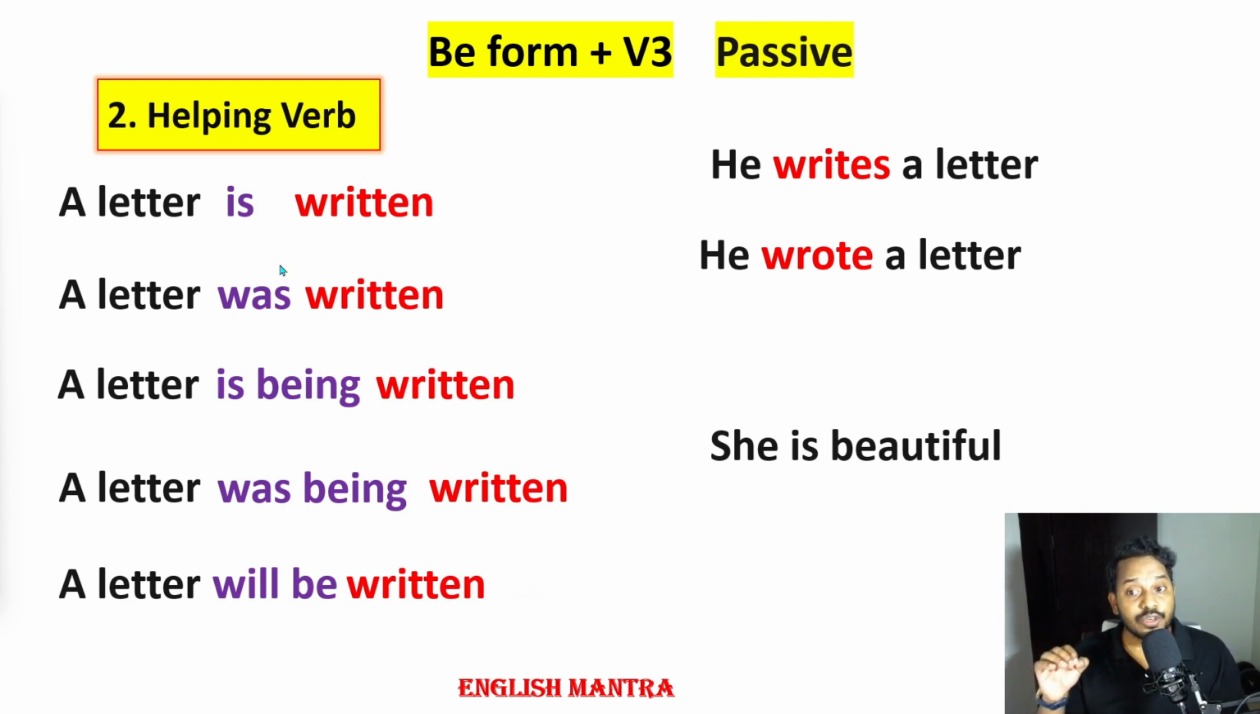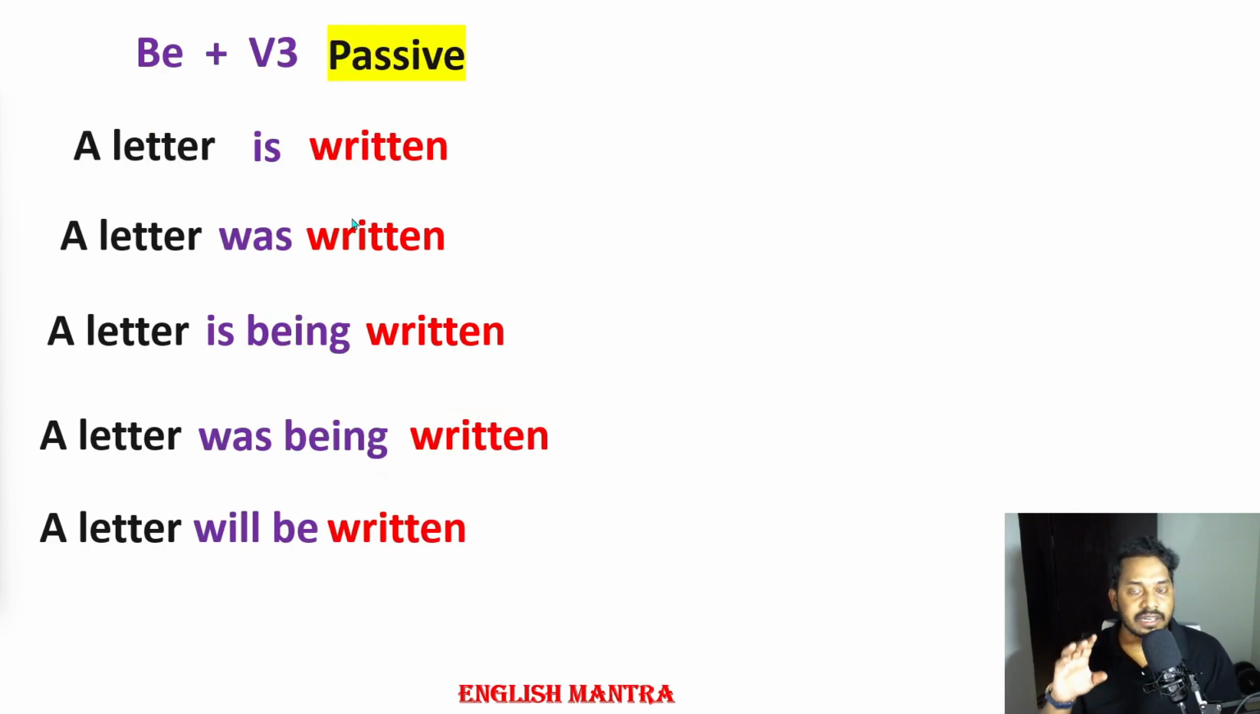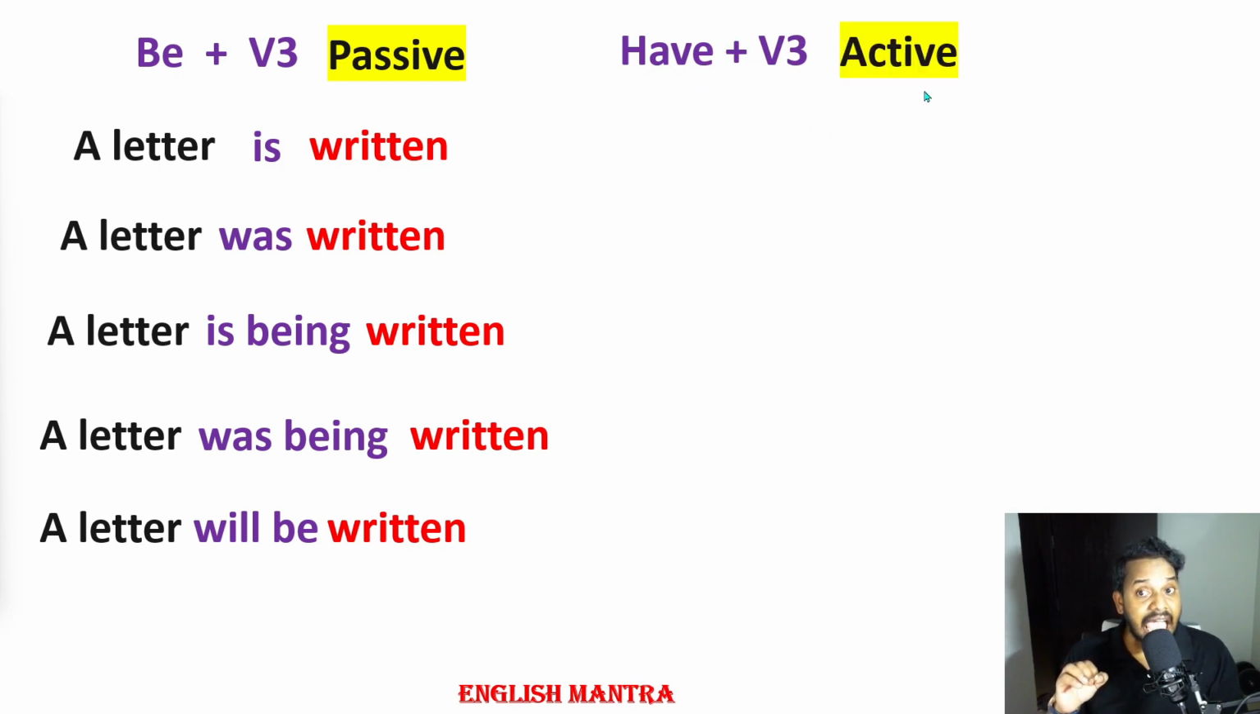That's why we used be forms, and since these be forms are helping this main verb, we call them either auxiliary verbs or helping verbs. Okay, so all these are auxiliary verbs or helping verbs. Now let's see. Here I used be form plus V3. What if I use have plus V3? If I use have plus V3, then all the sentences would be in active voice.